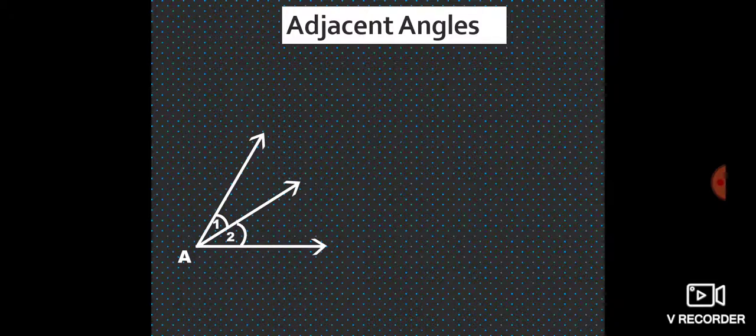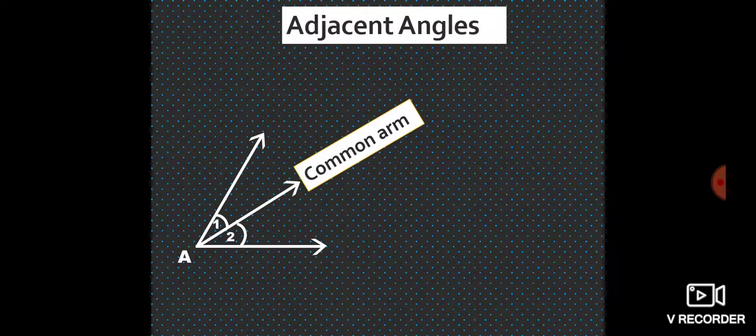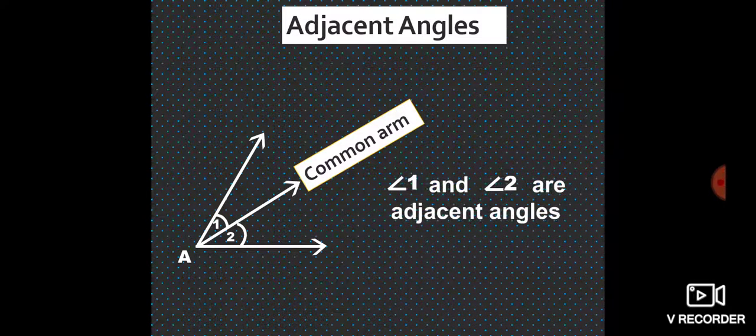First, adjacent angles. In the 6th class, we studied adjacent sides, adjacent angles, etc. One example. Here you can see angle 1, angle 2. For this angle 1 and angle 2, it has a common vertex A. Angle 1 has a vertex A, angle 2 has a vertex A. And also it has a common arm in the middle. This is the common arm. So, angle 1 and angle 2 are adjacent angles.